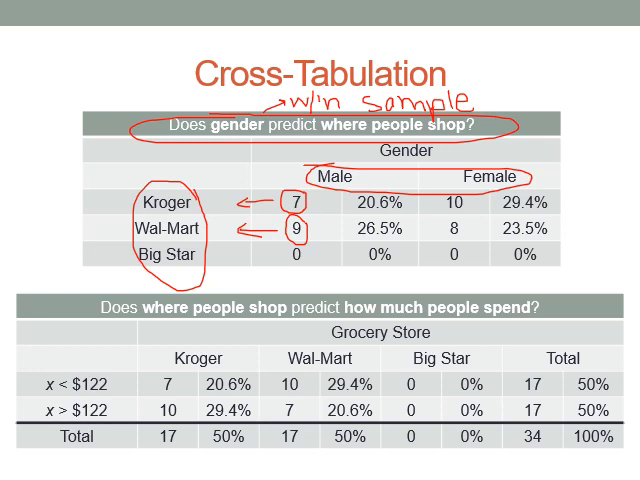Now remember that I said that any variable can be a predictor. It just depends on the kind of question you're asking. So another question we can ask about the people in the sample is, does where the people in my sample shop predict how much money they spend? I asked people, where do you shop most often? I also asked, how much do you spend?